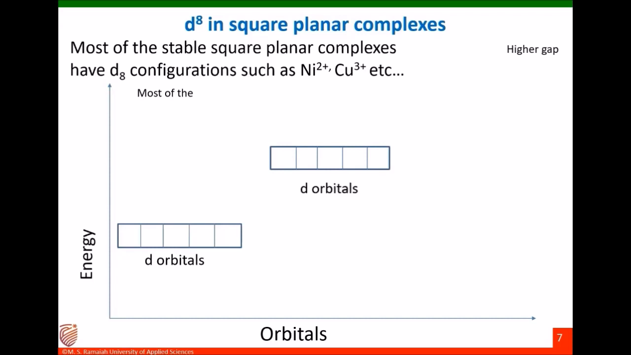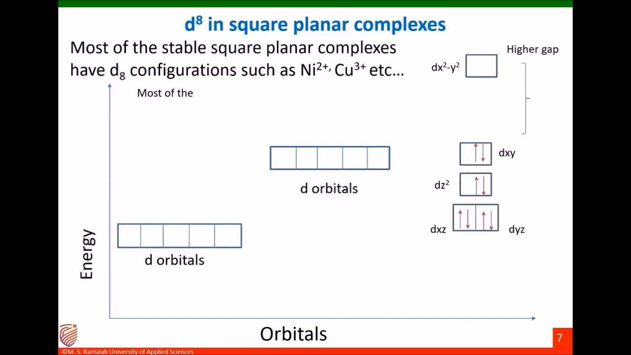So in square planar complexes, the 5 d orbitals are split into 4 different energy levels. dxz and dyz both have the same energy. dz square has a slightly higher energy than dxz. Then dxy, another orbital with a slightly higher energy than dz square. And dx square minus y square, and the difference in energy between dx square minus y square and dxy is very high. So the energy gap between dx square minus y square and dxy is large.